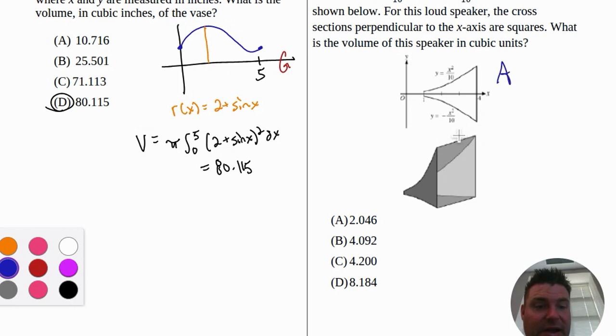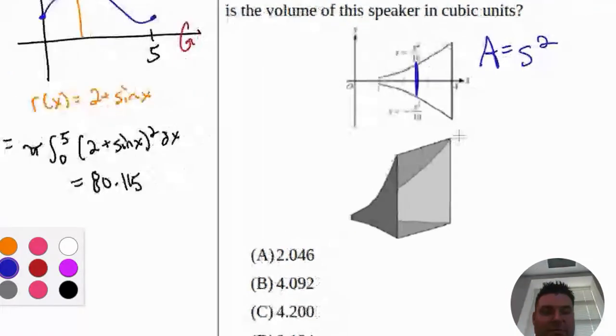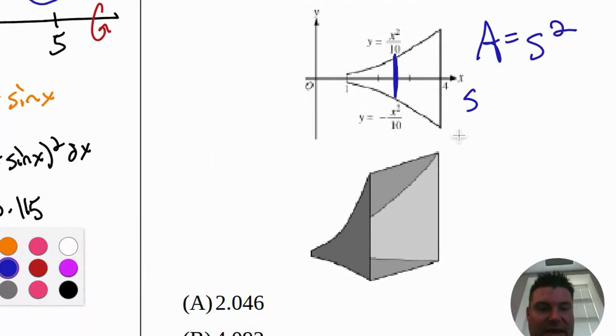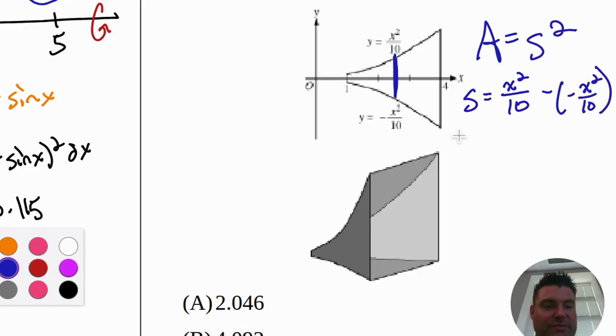For a square, we have s squared. To find s, here's my partition for s, that blue line. So it's actually going to be big minus little here. My s is going to be x squared over 10 minus negative x squared over 10, which mathematically we can equate to 2x squared over 10, which is x squared over 5.